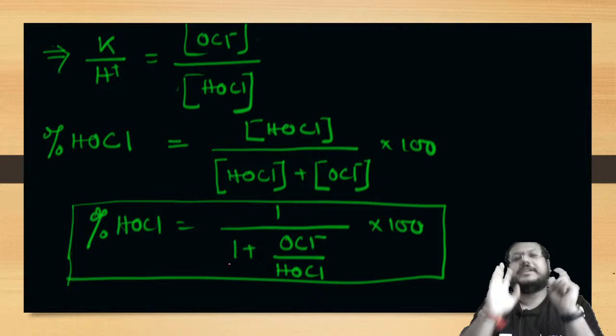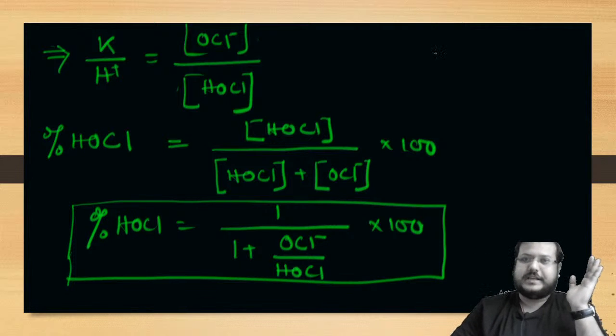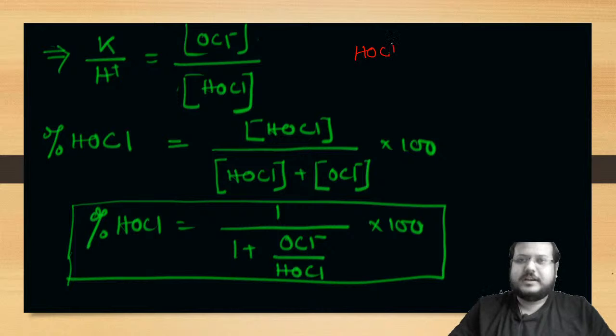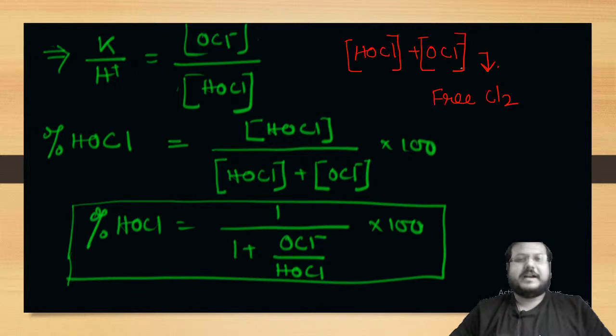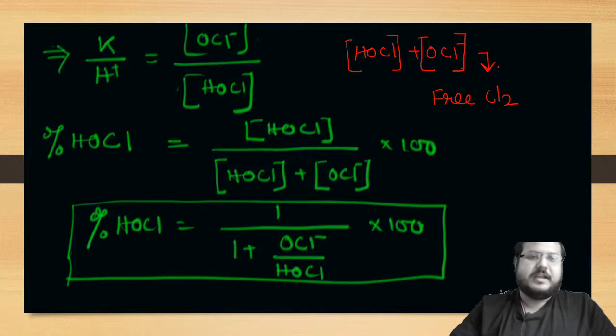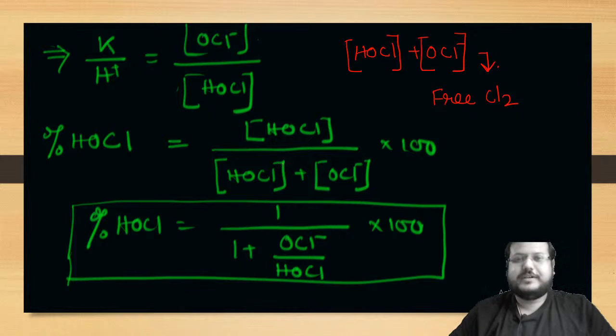Percentage HOCl. If there are two things in the system, HOCl plus OCl minus, both combined are called free chlorine. So if there are two things in the system, percentage A will be A by A plus B into 100. So percentage HOCl is equal to HOCl by HOCl plus OCl minus into 100, which can be defined as 1 by, if you divide the whole system by HOCl, this is the first form.